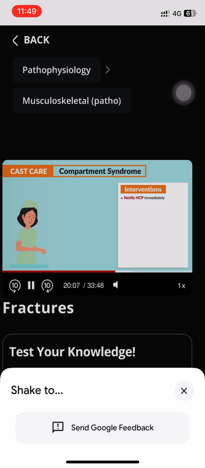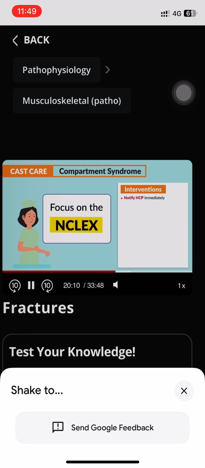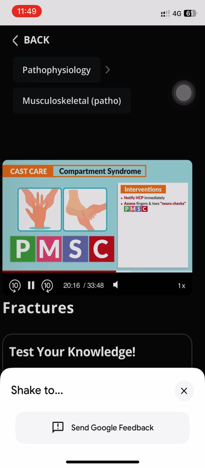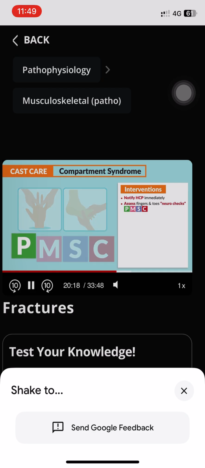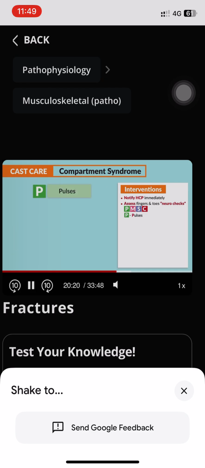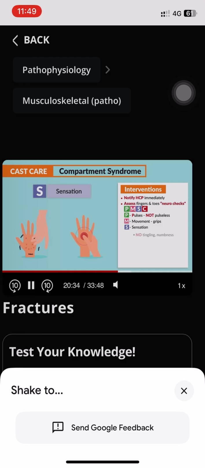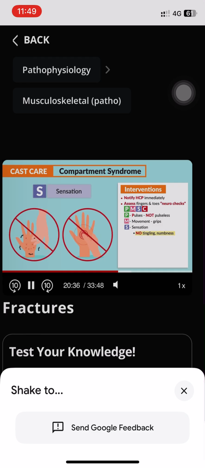Now, nursing care is a big focus on the NCLEX, so write this down. Assess the fingers and toes with neuro checks. This includes PMSC very frequently. So P is for pulses. They should be strong and bounding, not pulseless. This is not good. M is for movement with strong grips, and passive motion without extreme pain for movement. S is for sensation. There should be no tingling or no numbness.